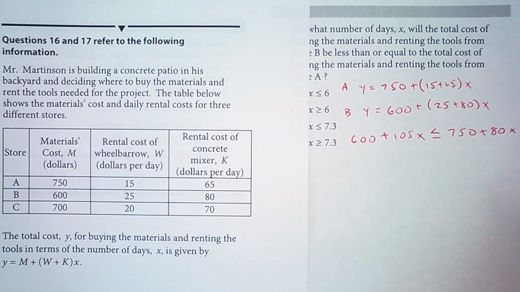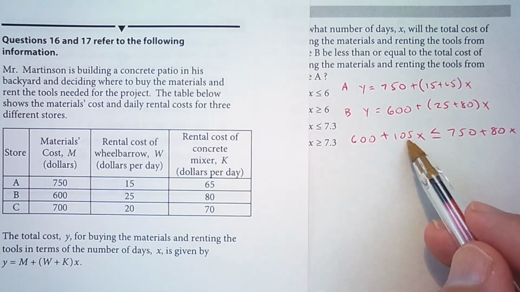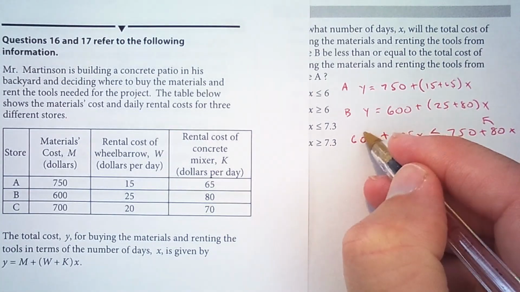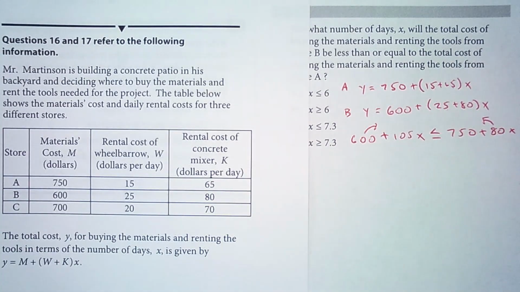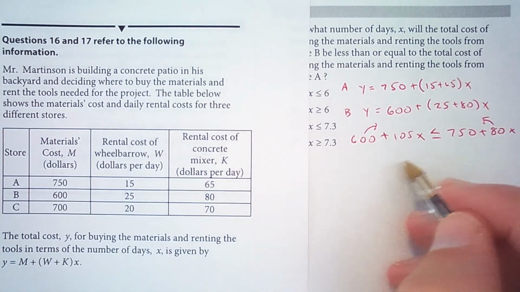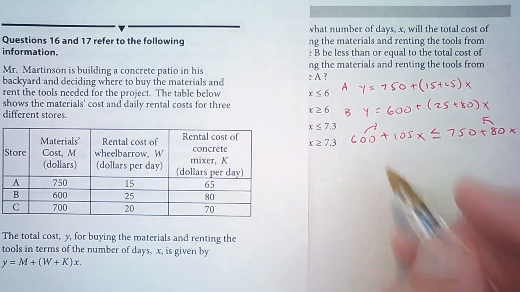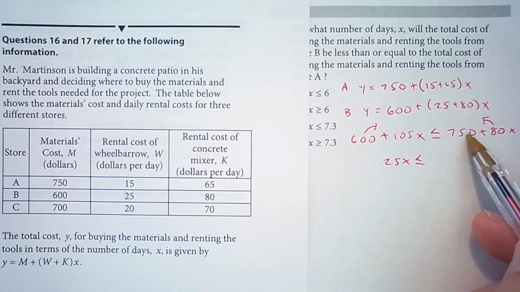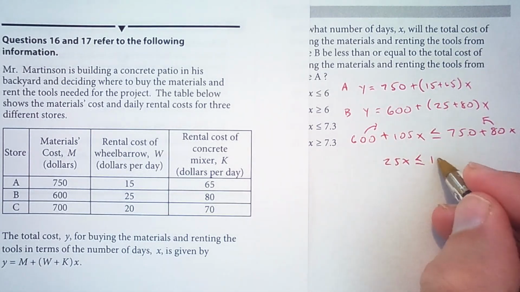Okay, so now we can solve this inequality. So I've got a 105x and an 80x. I want to move the x to the left to keep that positive, so I'll subtract that 80x, and I'll also subtract this 600 to move those to the other side. So I have 105x minus 80x, that's 25x, is less than or equal to 750 minus 600, that's 150.